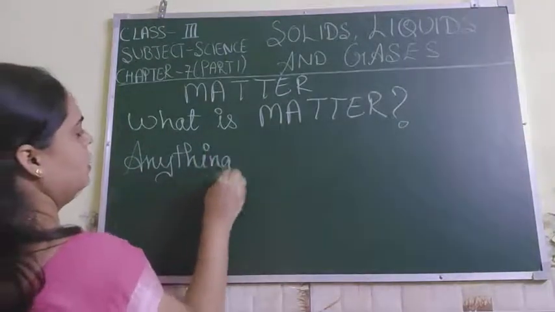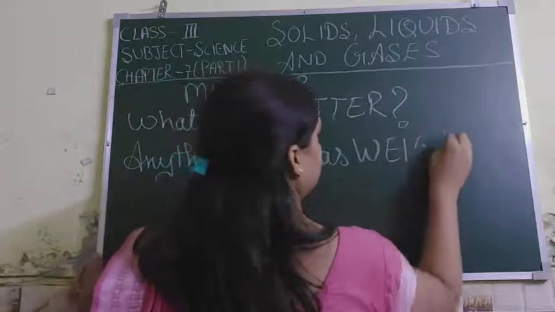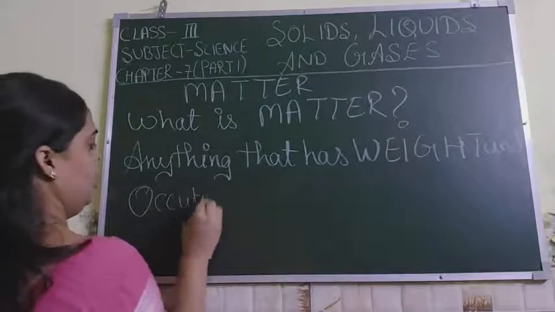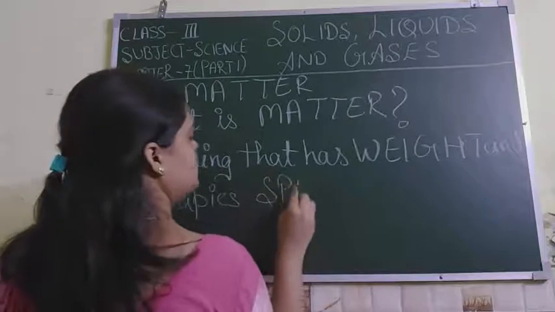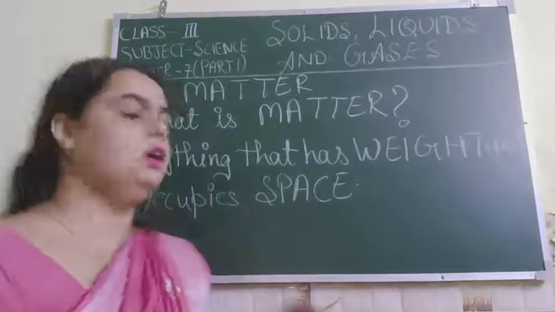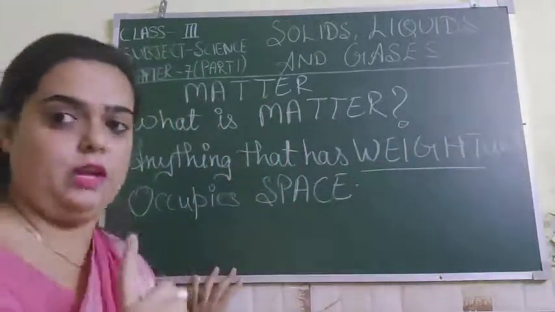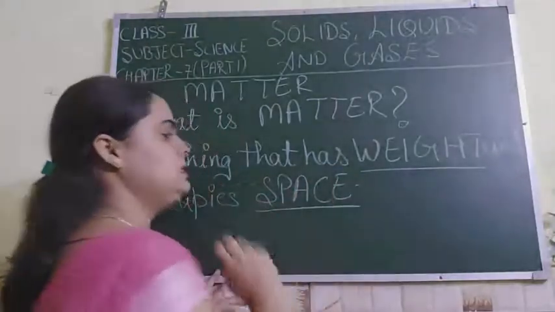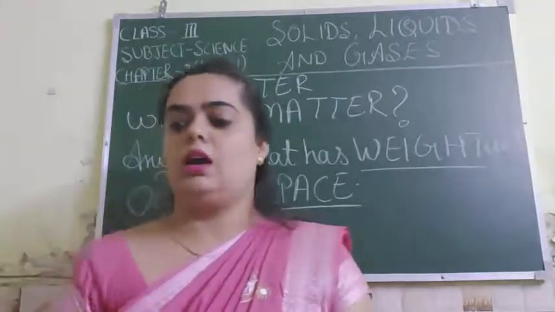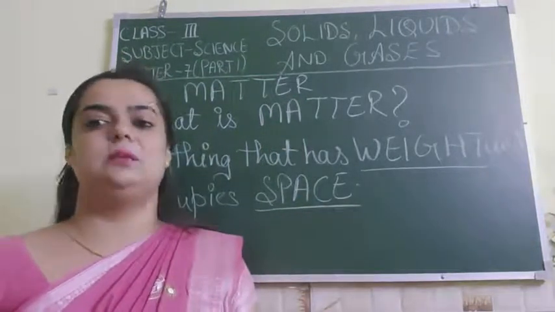Anything that has weight and occupies space is called matter. So, what is matter? Anything and everything that has weight. The first thing is weight. That has weight and occupies space is called matter. In simple terms, anything and everything that you see around is matter.